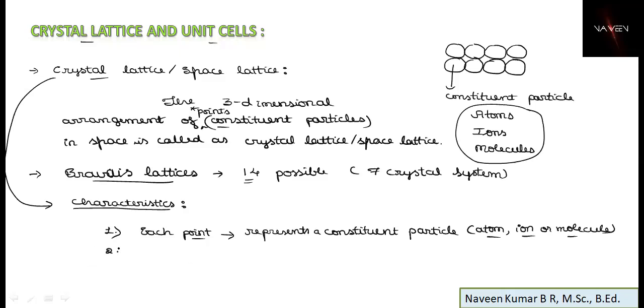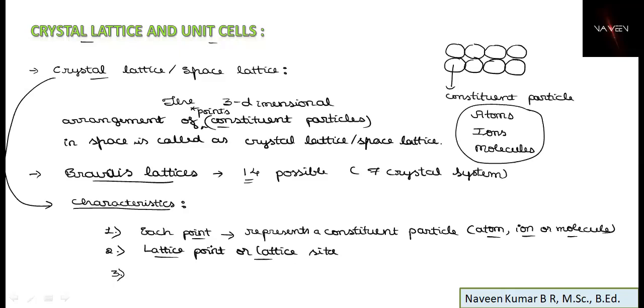Whatever the atom, ion or molecule representing a constituent particle, it is called a lattice point or lattice site. That is, each point which represents a constituent particle as an atom, ion or molecule in a crystal lattice is called a lattice point or lattice site.